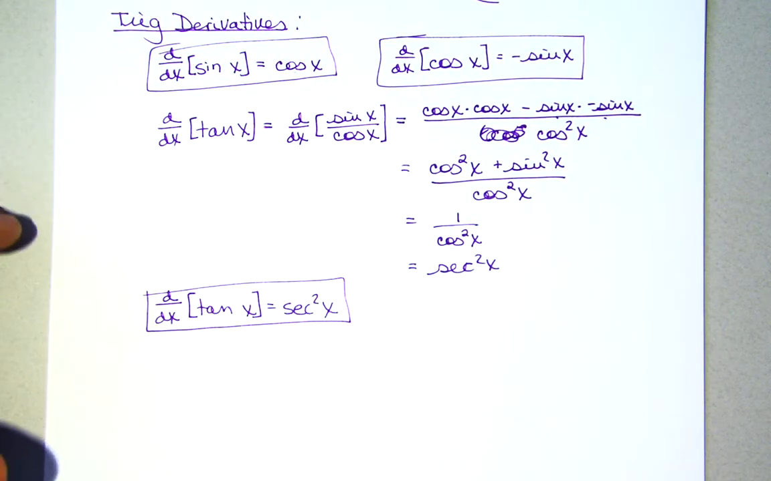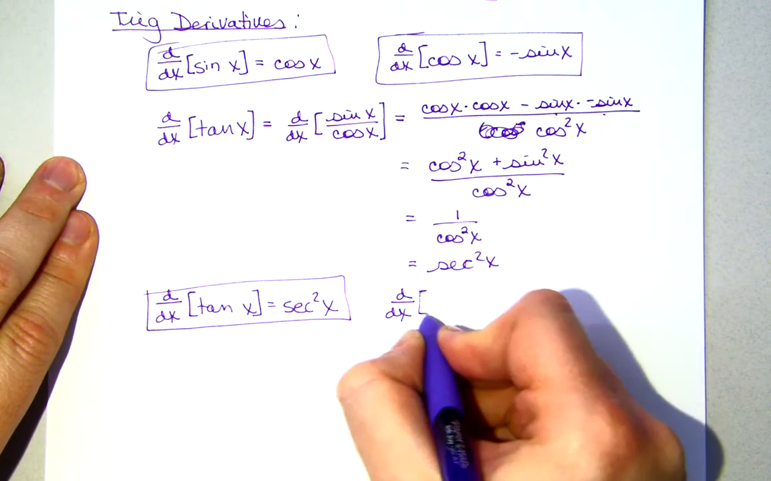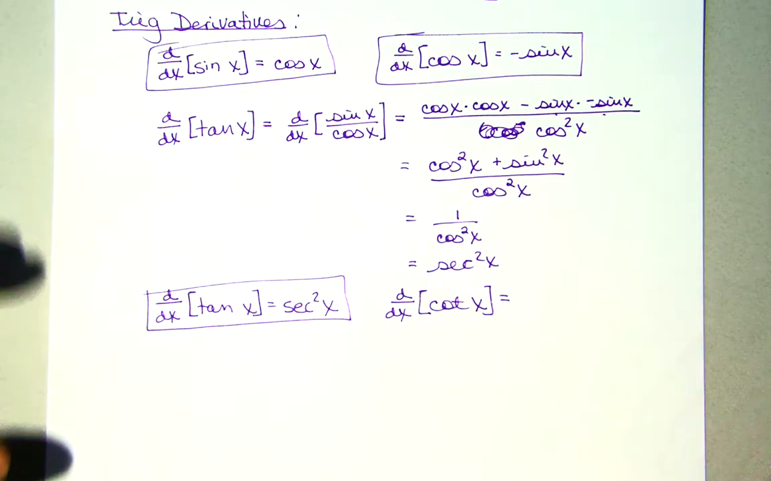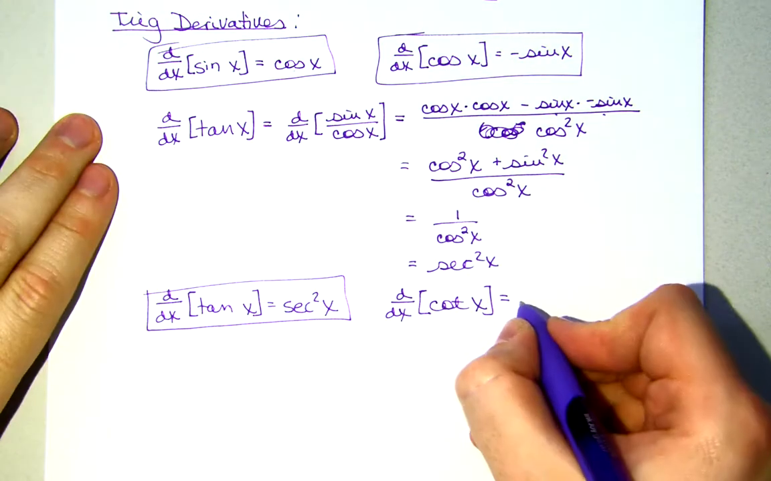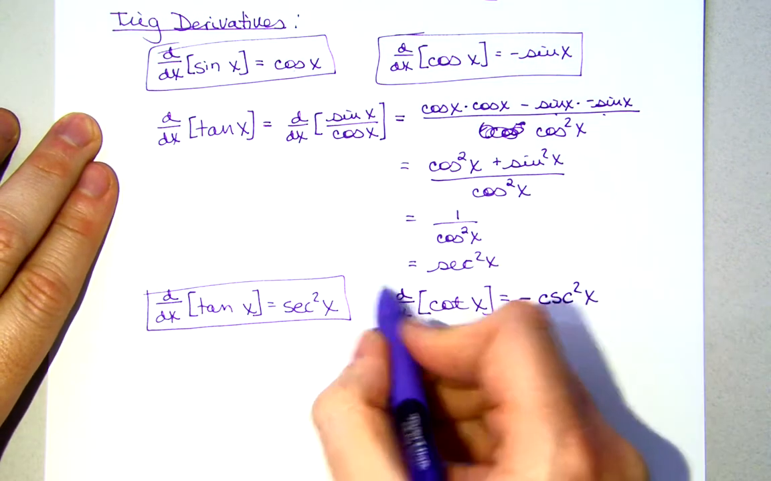And where does it come from? It really just comes from using the quotient rule. We are not going to go through the proof of the derivative of the cotangent of x, but it's going to work the same way. You're going to say it's cosine x over sine x. You'll use the quotient rule. When you're done, it will end up equaling negative cosecant squared x.